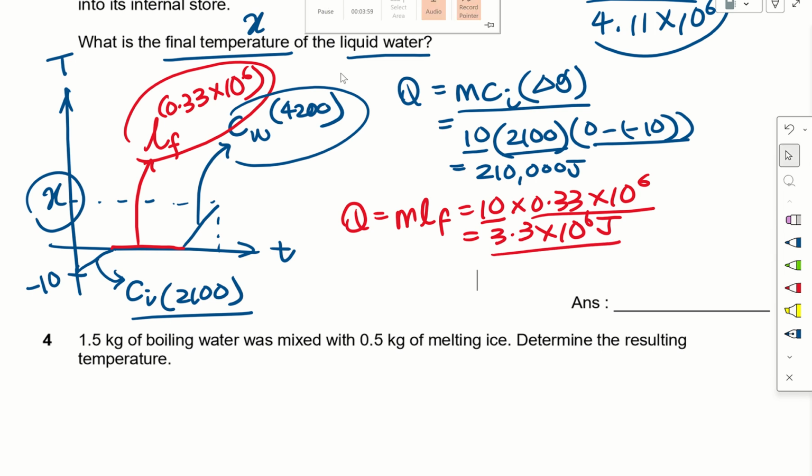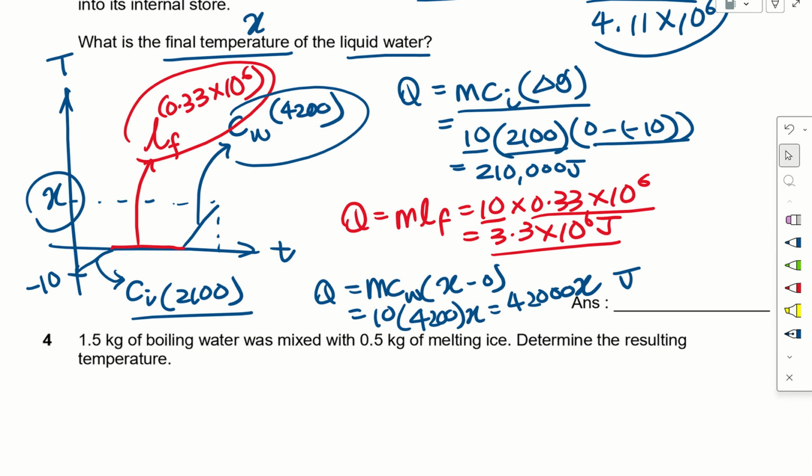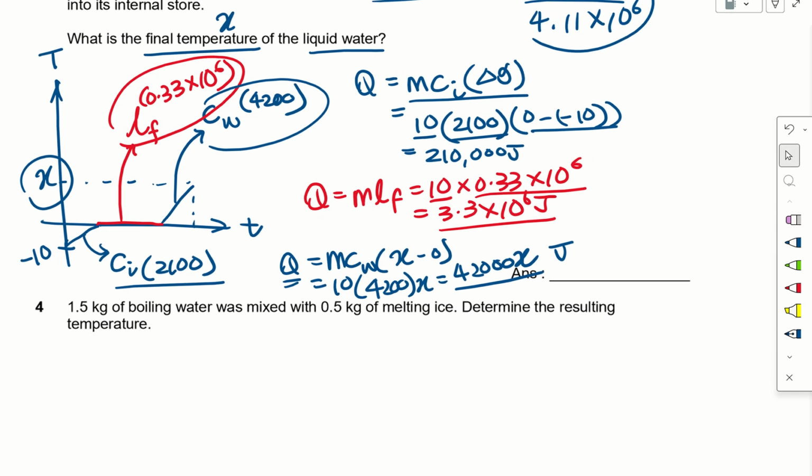So lastly, I'll calculate the amount of energy needed to increase the temperature of the water to X. This is the last stage of calculation. I'll be using Q equals m c, using c w and using the higher temperature of X minus the initial temperature of 0. So I'll be getting, in terms of X, 42000 X joules.